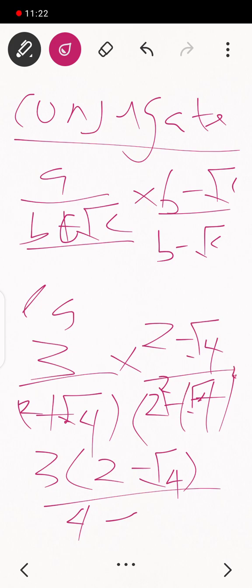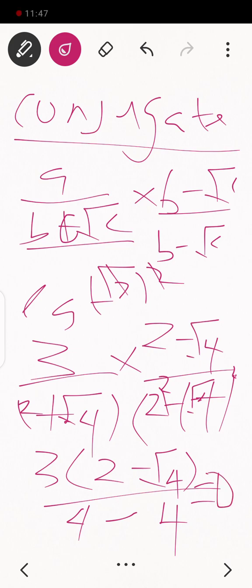So take note, whenever you square a square root, you will get that number. For example, square root of 2 squared. The square will cancel the square root, so you get 2. So this square root of 4 squared is going to be 4. Can you see? So the final answer at the bottom, because 4 minus 4 is 0, will be what? 0. Something over 0 is what? Is it 0 or infinity? So it's not going to be possible, right?